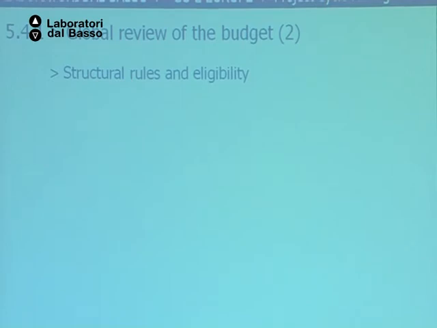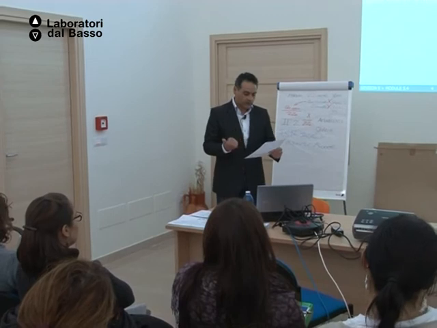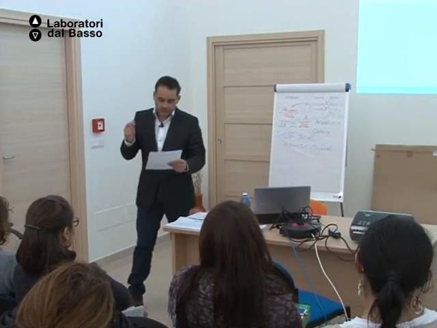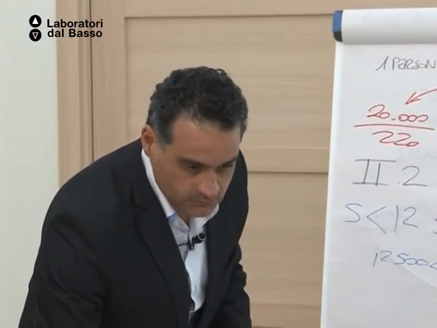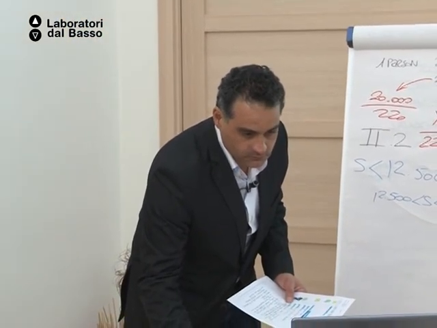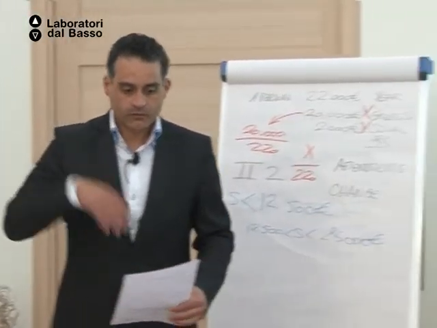The structural rules and eligibility are the indications that you have to follow by the book. You can't do it a different way. We've been talking about the coherence between G, G3 and the budget sheets. We've been talking about the 7% maximum for the indirect cost compared to the total budget, 10% for the equipment, 30% for the subcontracting. We've been talking about that.